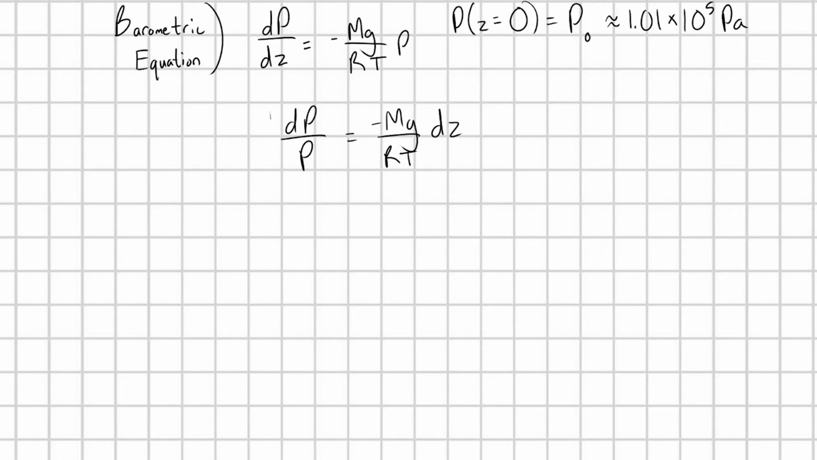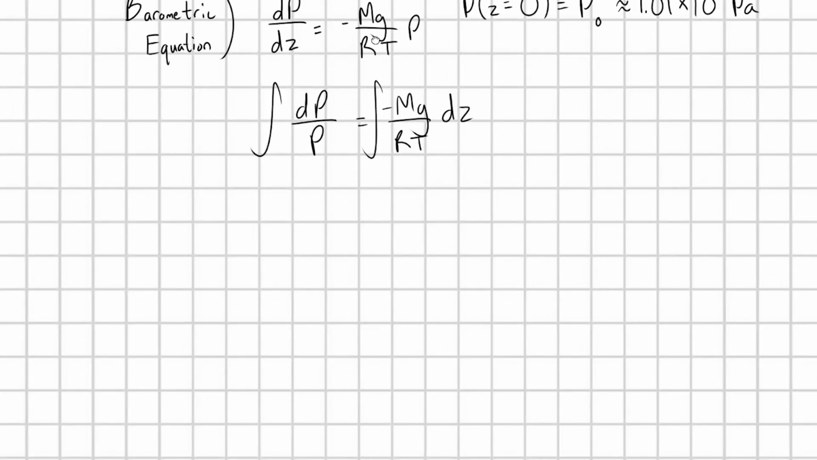So let's go ahead and integrate now that we've successfully separated our variables out. What's the integral of 1 over p with respect to p? Well, that's just the natural logarithm of p. And of course, this is an indefinite integral, so this is plus some arbitrary constant c.